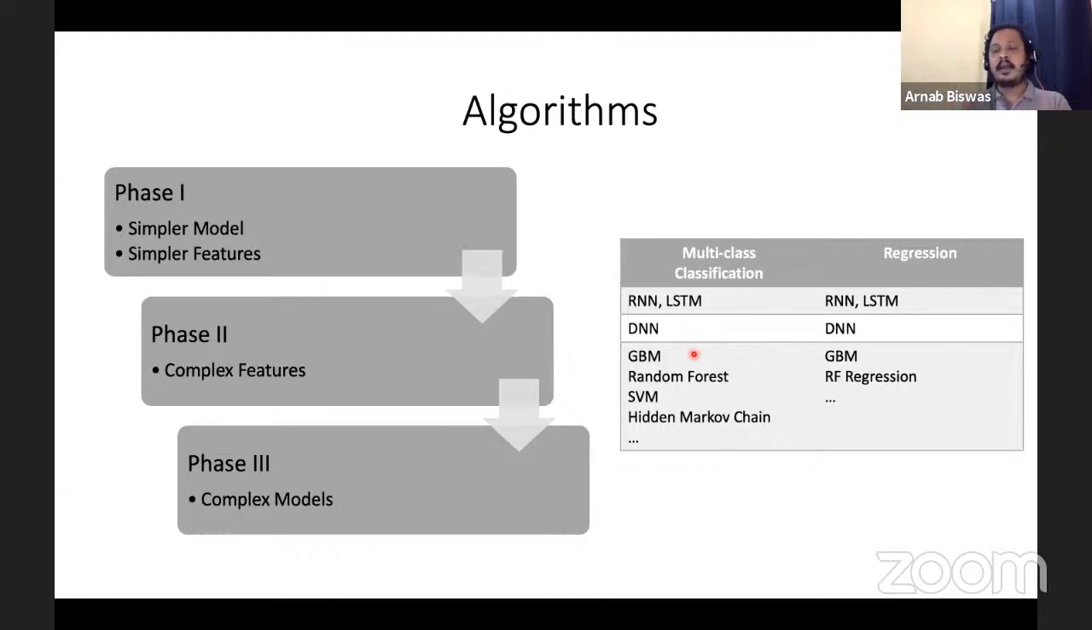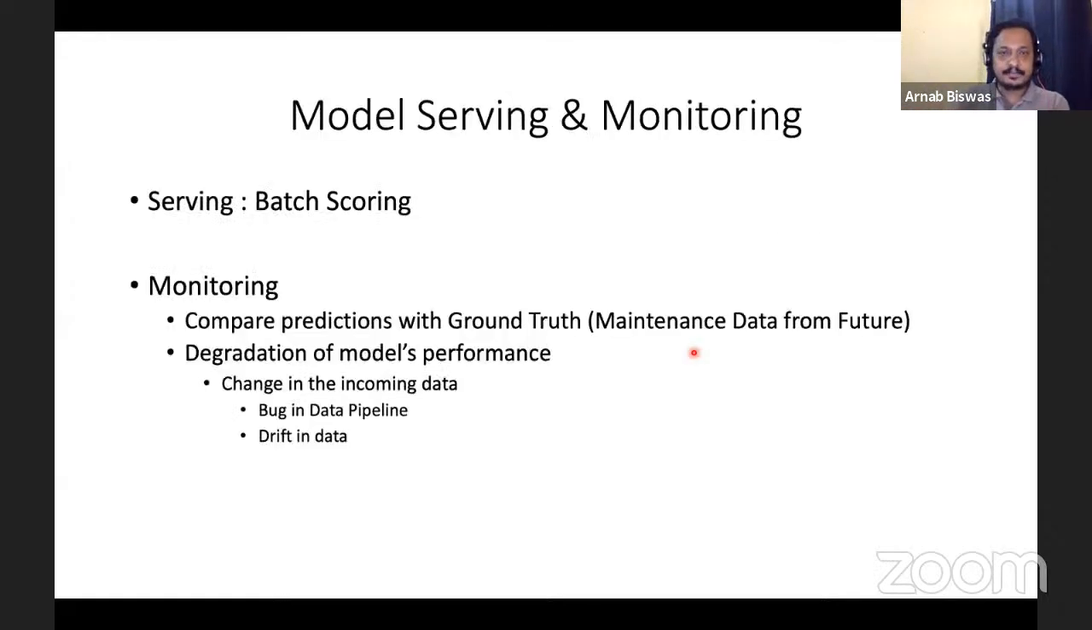But again, if you or your organization is in phase 1 or phase 2 of machine learning model building, probably you can just start with gradient boosting machines. With tabular data with time series, gradient boosting machines work just fine. And then slowly, as the pipeline matures, move to other algorithms of your choice.